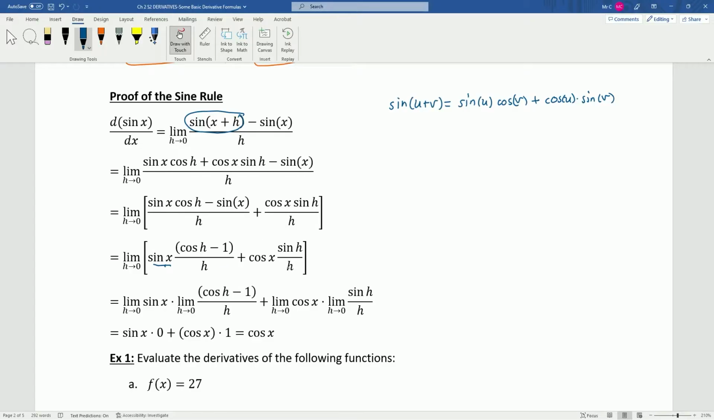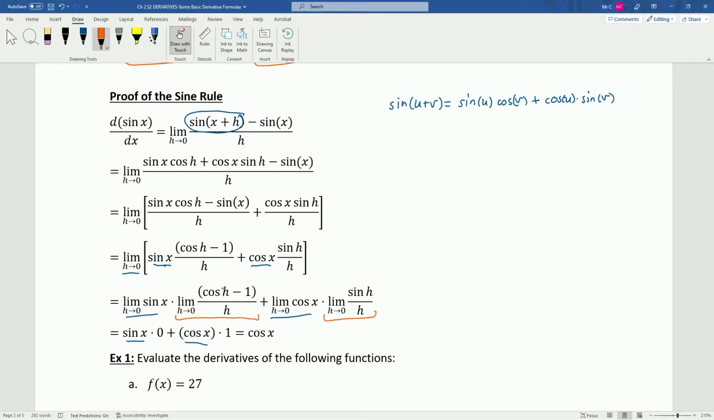So sine of x and cosine of x here, our limit is in terms of h, so x is going to be treated as a constant here. So when I look at the limit as h goes to 0 of sine of x, and the limit as h goes to 0 of cosine of x, those limits are just going to be sine of x and cosine of x, respectively. But the rest of our expression are the special limits from before.